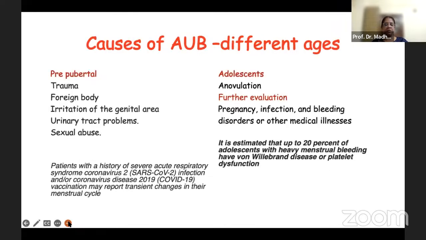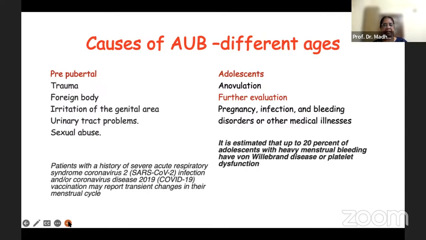Now, in each age group, the causes of AUB are different, as we all know. Pre-pubertal, before she attains menarche, trauma is a common cause of bleeding, maybe a foreign body or irritation of the genital area, because these young girls are very fond of using douches, urinary tract problems, and of course, sexual abuse. All these causes also will be there in the causes of AUB in adolescents, but the most common cause is anovulation. This needs further evaluation.